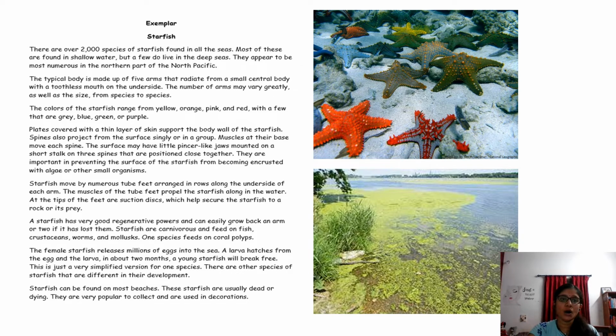Okay, and the next thing is that the surface may have little pencil-like jaws mounted on a short stalk on 3 spines that are positioned close together. So it appears as if the spines are close together. They are important in preventing the surface of the starfish from becoming encrusted with algae or other small organisms.